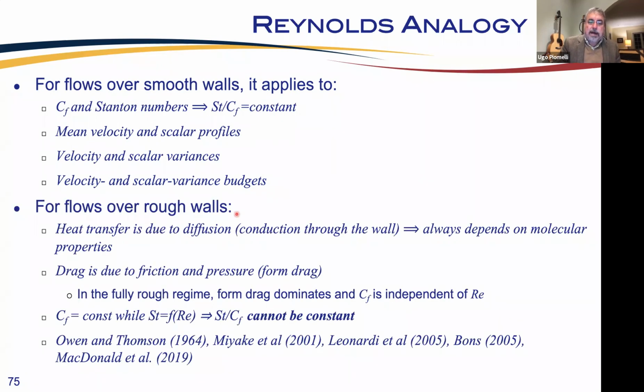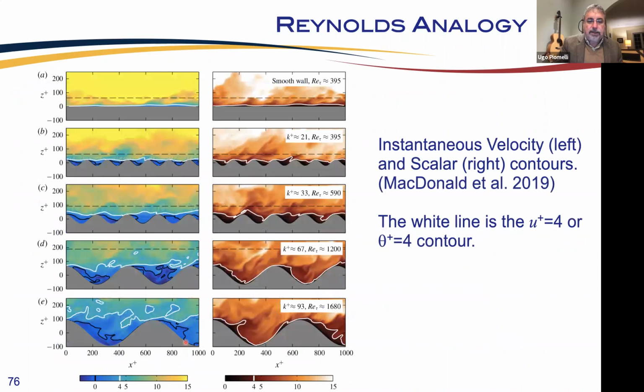But if the wall is rough, that's not the case, because while heat transfer is due to diffusion and always depends on the molecular properties, the drag, if the flow is fully rough, depends on pressure, on the form drag. So eventually it becomes independent of the skin friction coefficient. And so if Cf is constant while Stanton number changes with the molecular properties, the ratio cannot be constant. And this is something that has been known for a while. And you see the difference here.